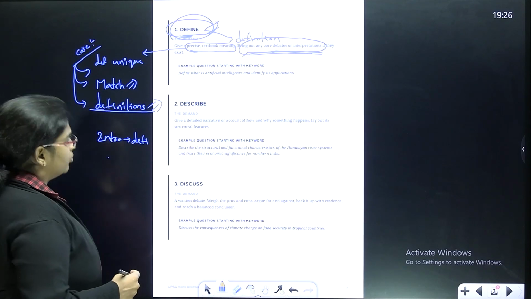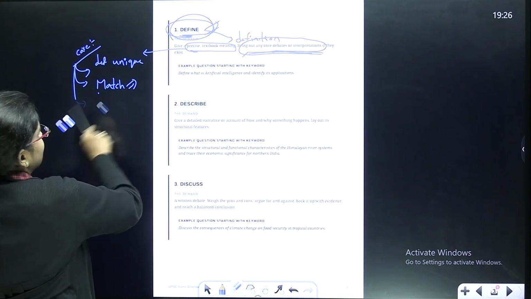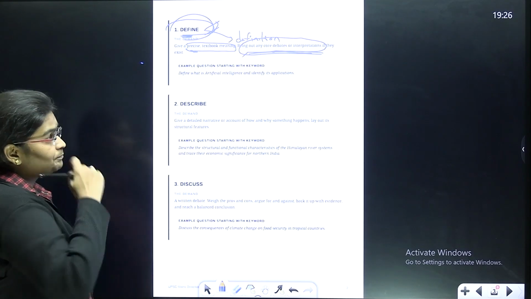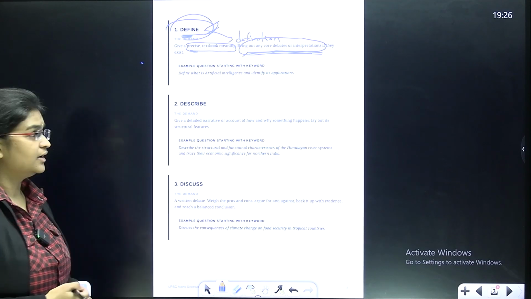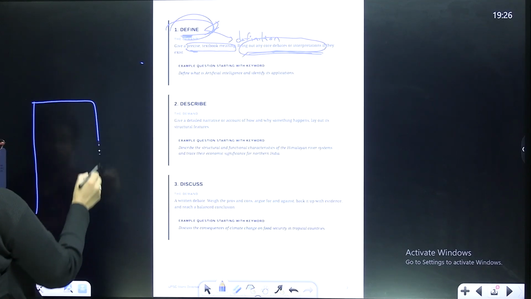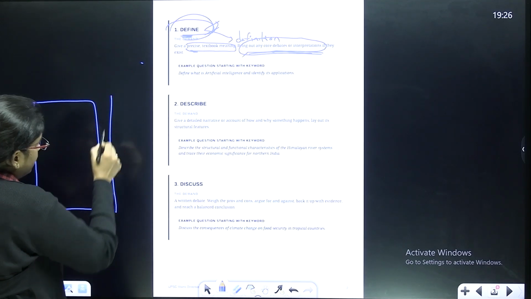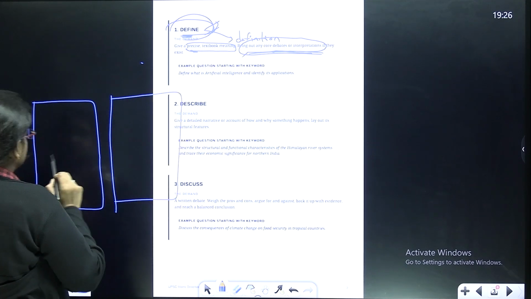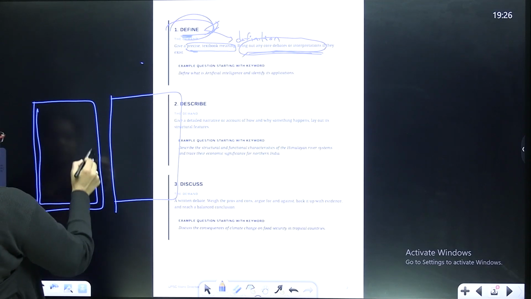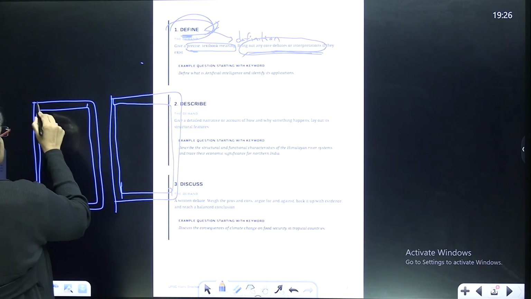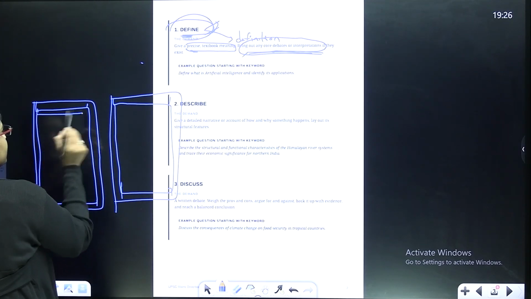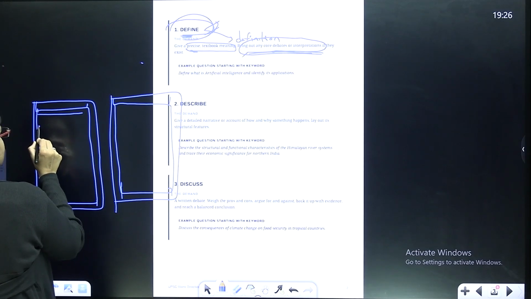The question here is: define what is artificial intelligence and identify its applications. Since this is a 10 marker question, you should be having two sides of a page. These are the borders that you should not cross. The question will be given here, and you need to start your answer from here.